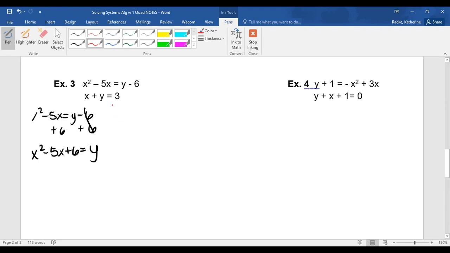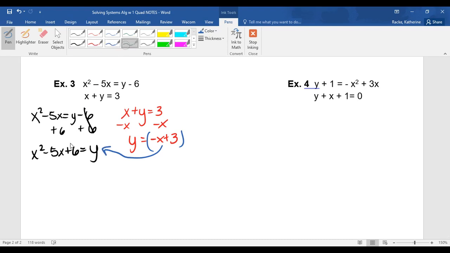Now I'm going to do it with the second equation. To solve for y, I'm just going to subtract x from both sides. So I get y equals negative x plus 3. So now I'm just going to take what y equals here and plug it in for y right here. So I get x squared minus 5x plus 6 equals negative x plus 3.